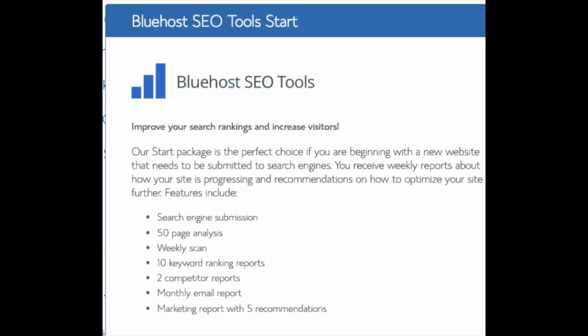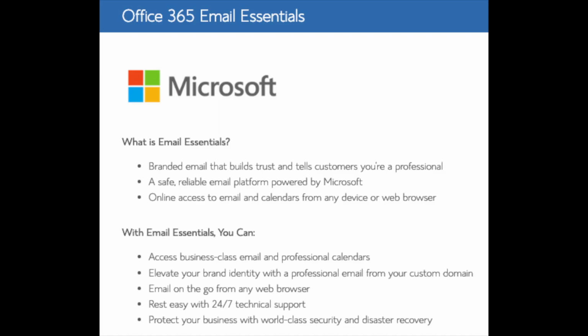SEO Tool Start you can keep unselected. This add-on will submit your site to search engines and provide a report on your site ranking and keyword rankings. Submitting your site to search engines you can do for free. This isn't necessary to have. Office 365 Email Essentials is the email software Microsoft Outlook that is commonly included with Microsoft Office. If you'd like to have your email powered by this Microsoft add-on, feel free to keep this selected. This isn't necessary to have. All these add-ons are completely optional and up to you to get.